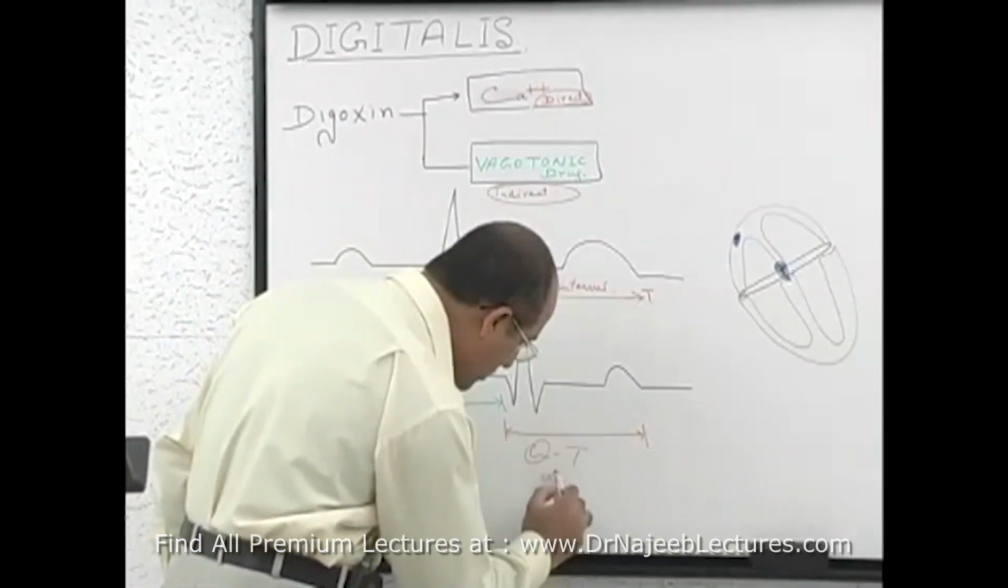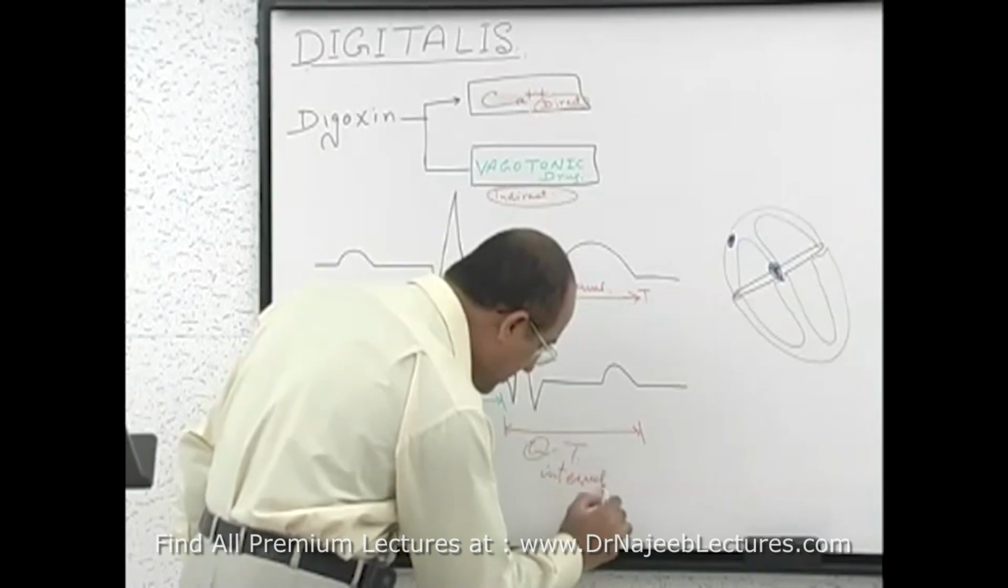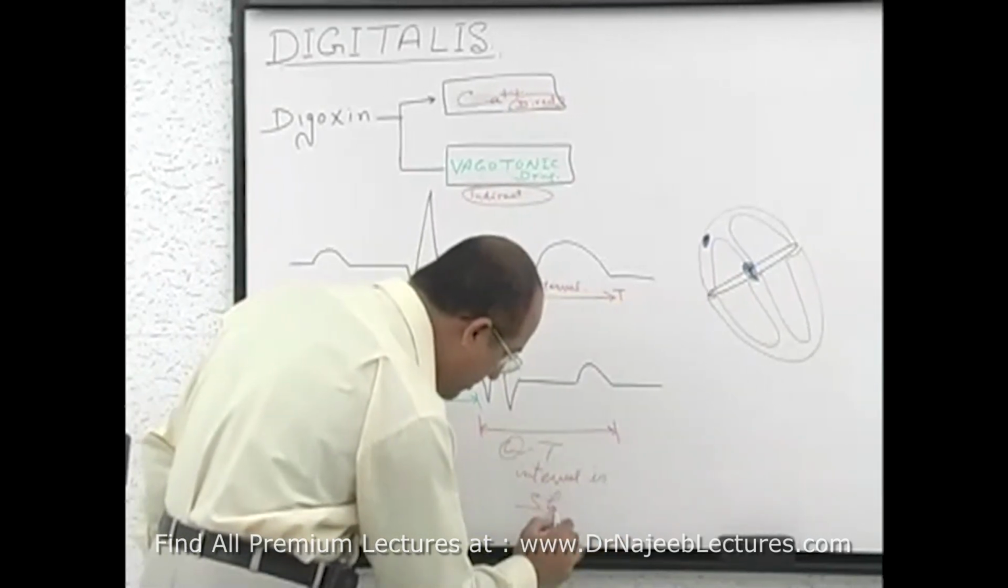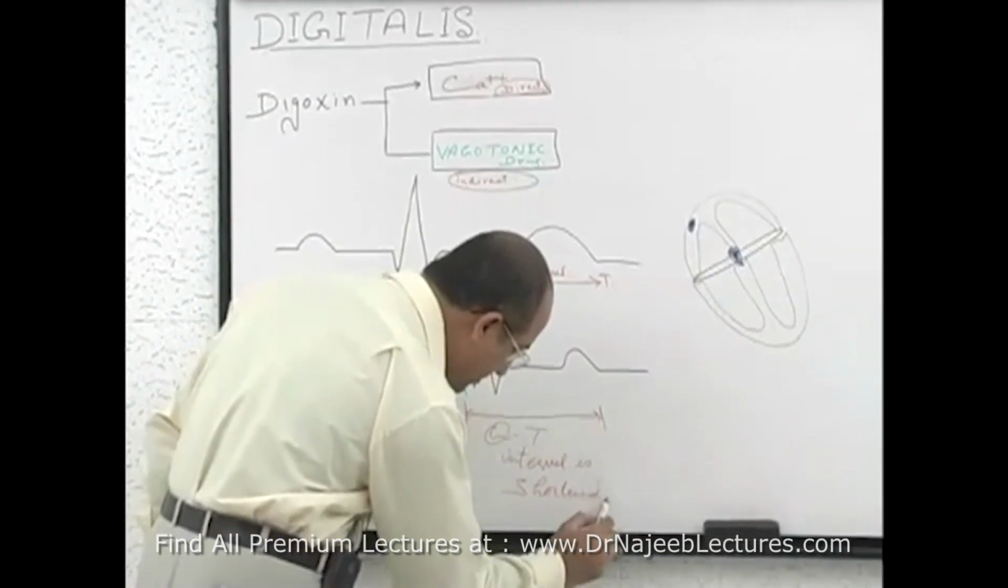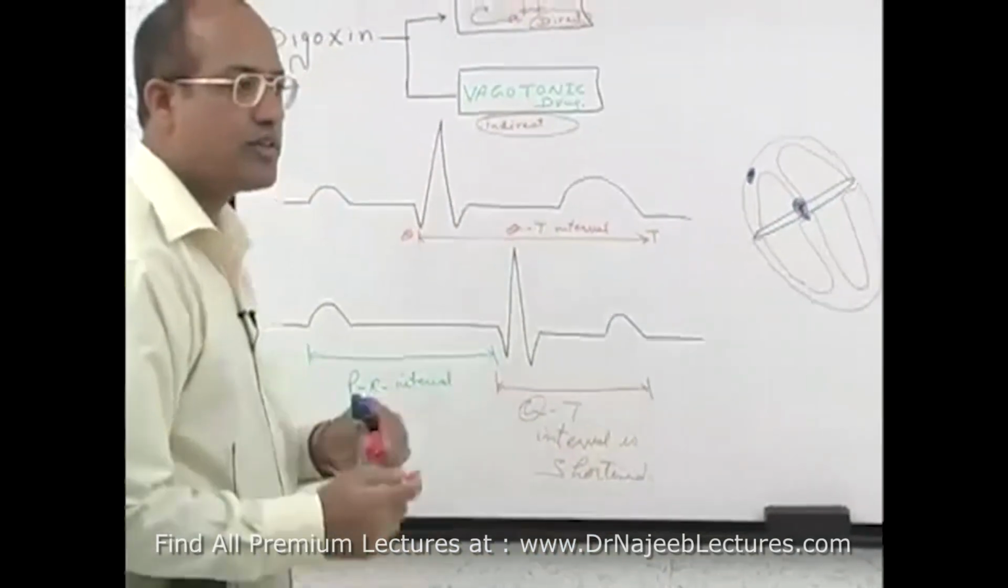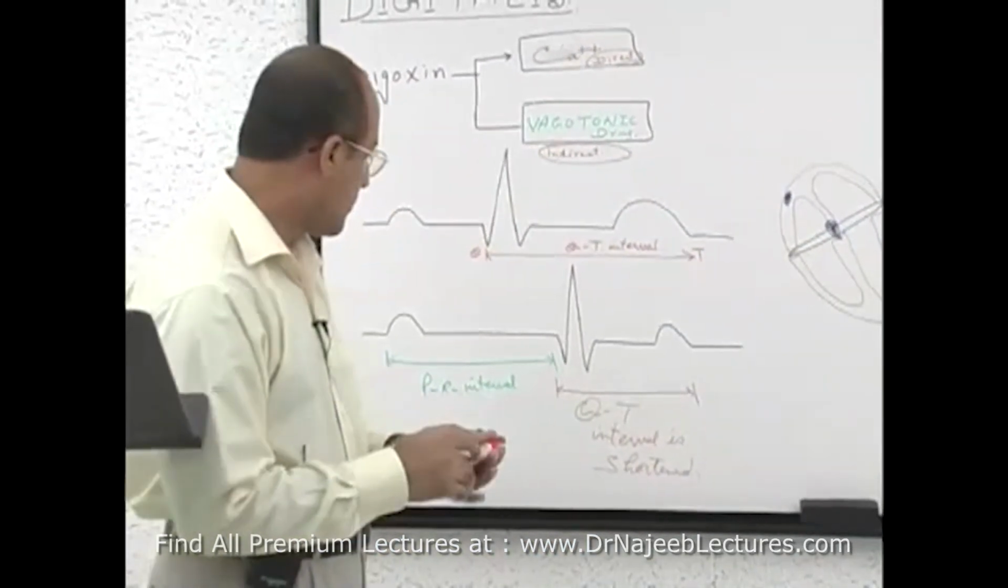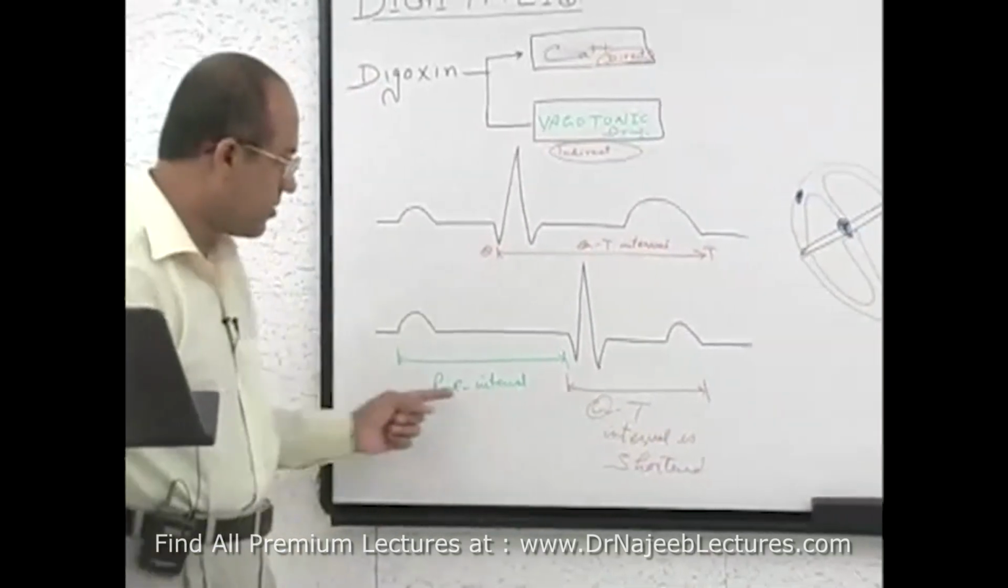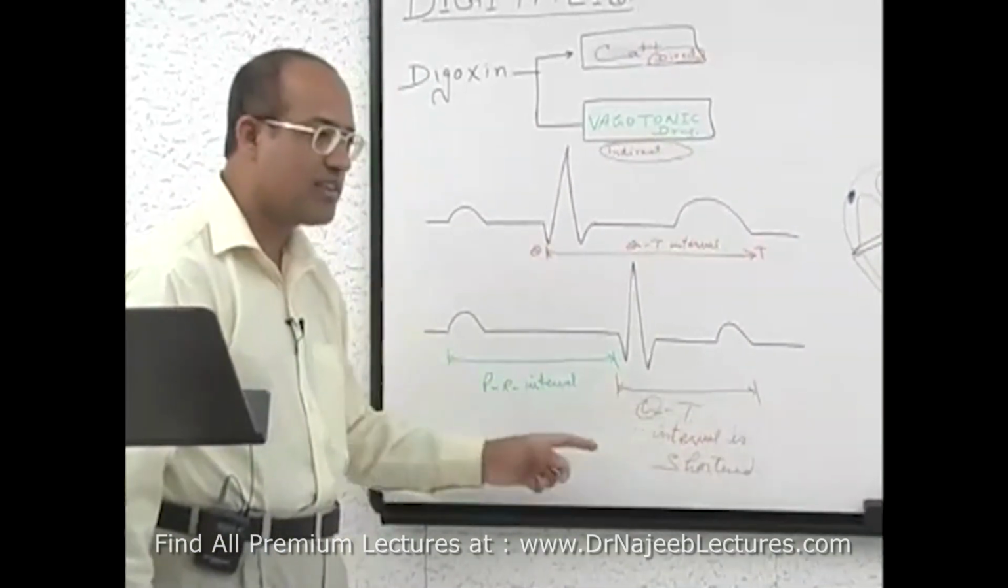QT interval is shortened. Is that right? So, PR interval is prolonged and QT interval is shortened.